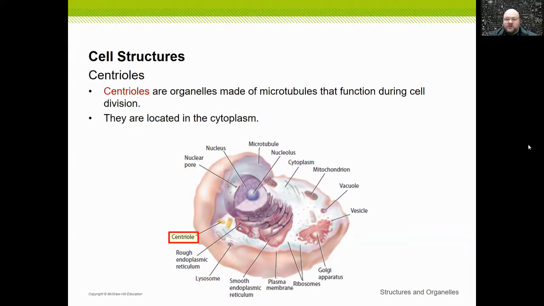Next, we have centrioles. Centrioles are the organelles made of microtubules that function during cell division, and they're located in the cytoplasm. So centrioles don't even really get used unless cell division is going to happen.